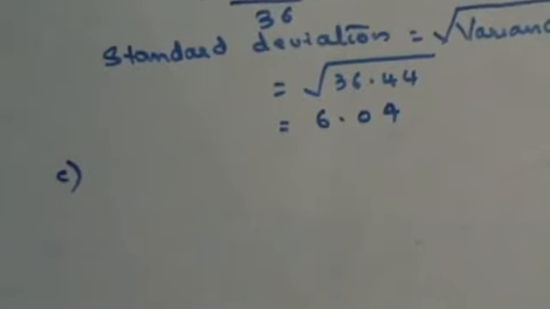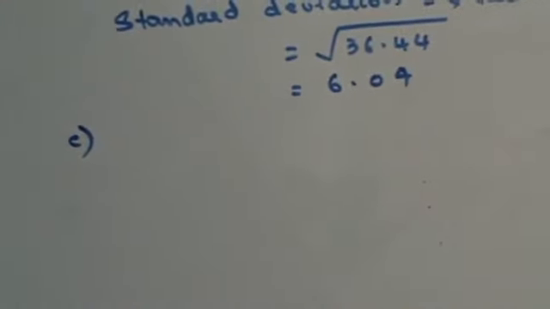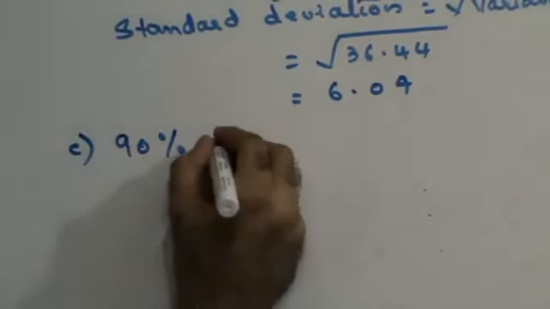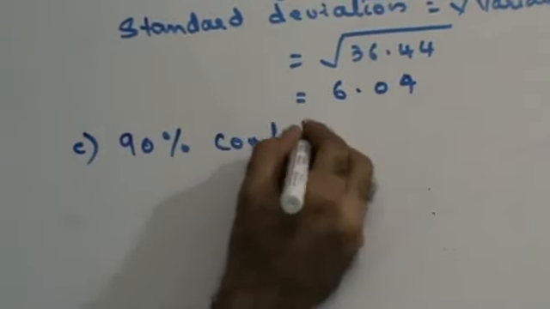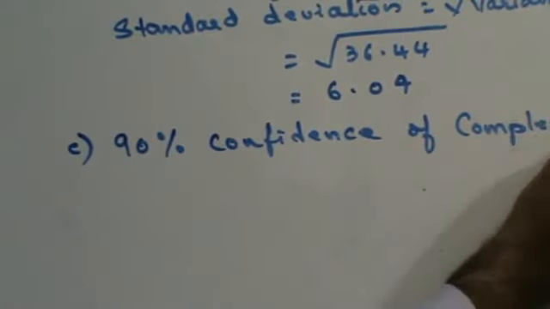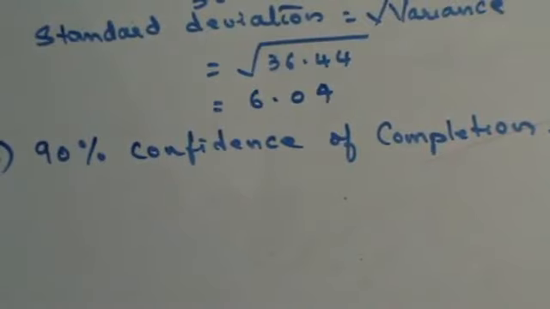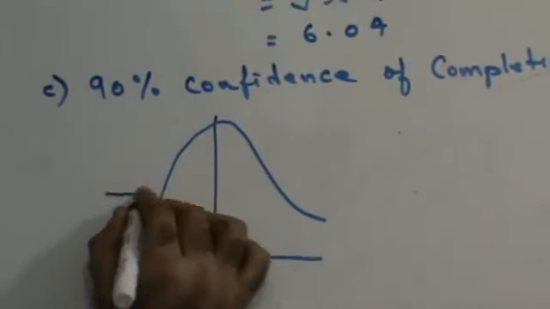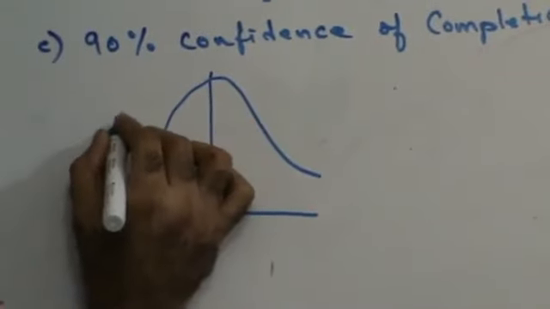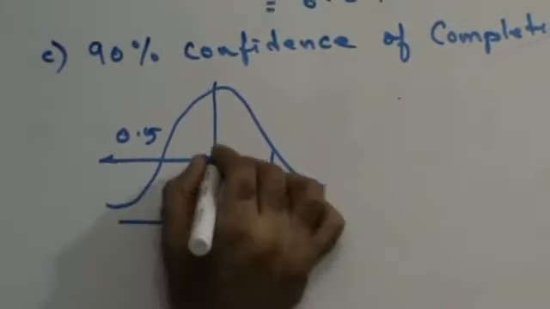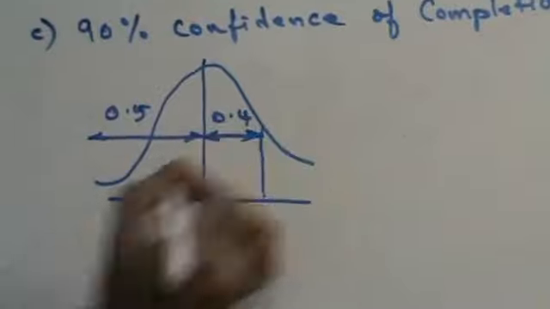They've said that we made the PERT network. What project completion will have 90% confidence of completion? If I want 90% confidence of completion, first let me draw my bell curve, guys. This is my bell curve. This is 50% area. This area is 0.5, and I want 90% area. This area will have to be 0.4.